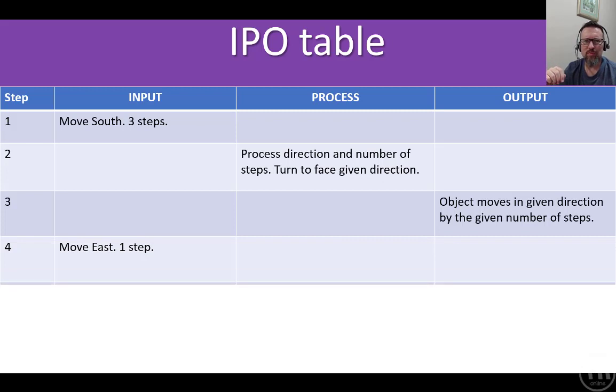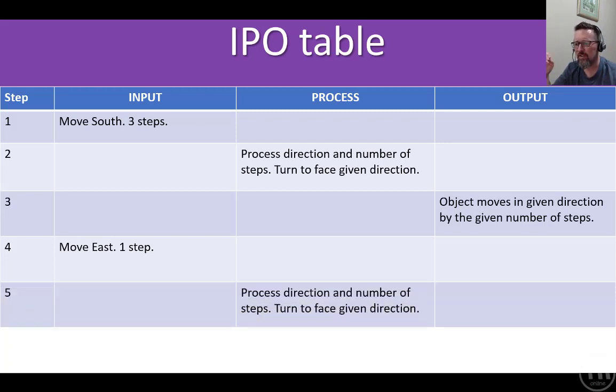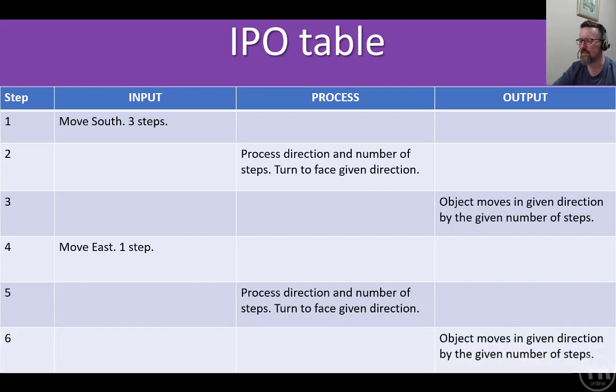One more just to solidify this for you. Step number 4, move east 1 step. That was the input. The process, direction and number of steps, turn to face given direction, that was step number 5. And then of course the last step was the output: object moves in given direction by the given number of steps. That is what's called an IPO table.